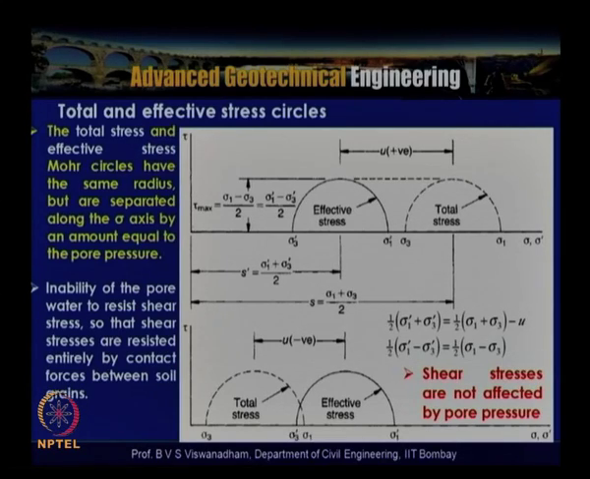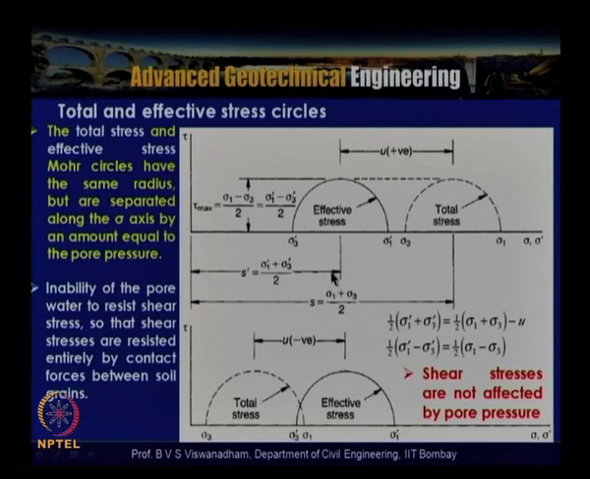When the pore water pressure u is positive, the effective stress circle is on the left hand side of the total stress circle, but when the pore water pressure is negative, the effective stress circle is on the right hand side of the total stress circle. It can be seen here, tau versus sigma and sigma dash, wherein the effective stress circle is obtained by using half of (sigma 1 dash plus sigma 3 dash) equal to half of (sigma 1 plus sigma 3) minus u, and half of (sigma 1 dash minus sigma 3 dash) equal to half of (sigma 1 minus sigma 3).